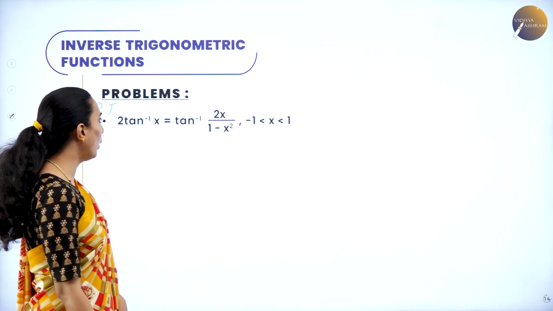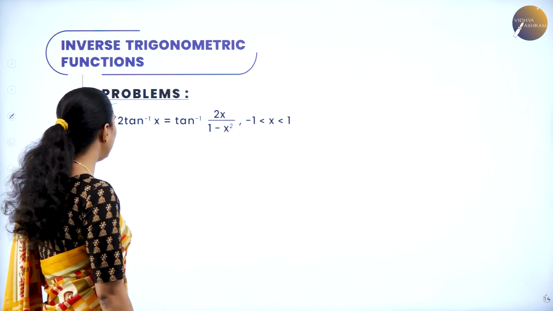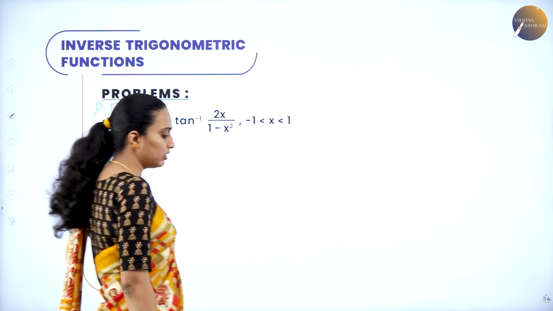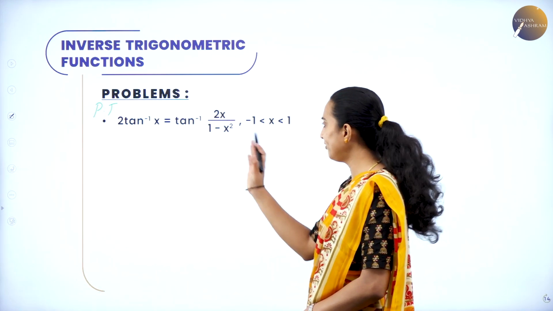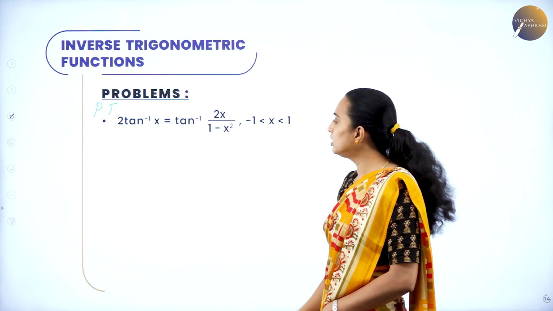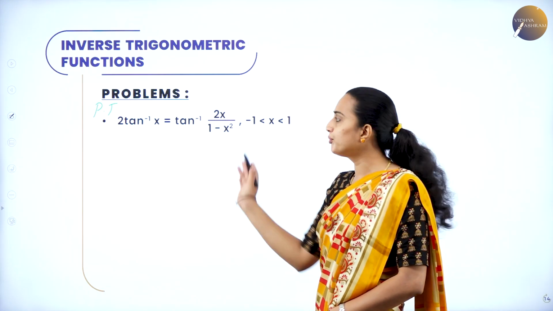So here the proof will go like this. Since you are having tan on both the sides, either you can take the right hand side and prove the left hand side, or the left hand side and prove the right hand side. So here I am going to take the right hand side and prove the left hand side.